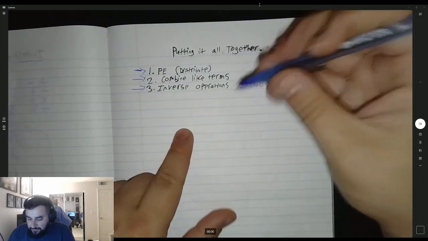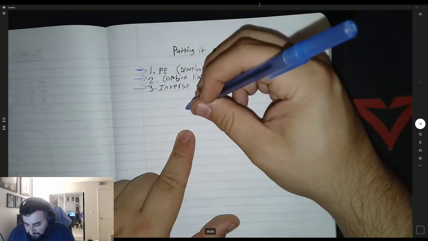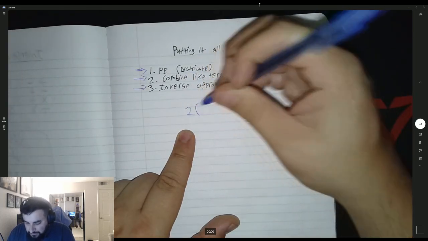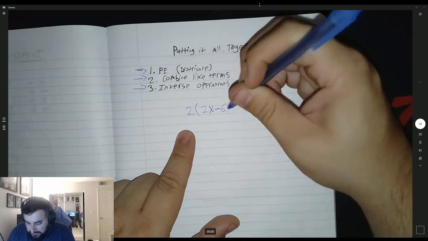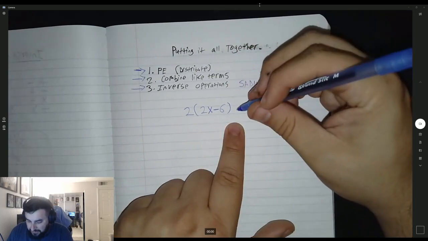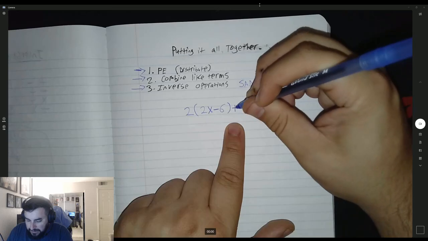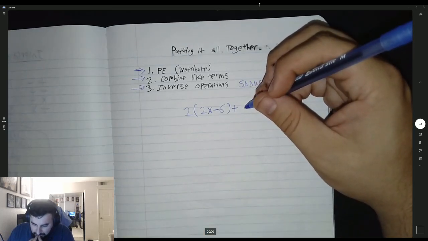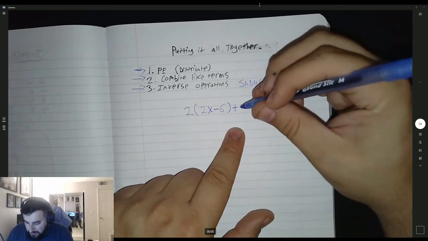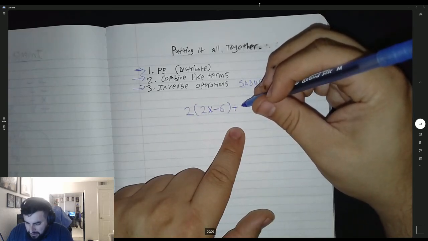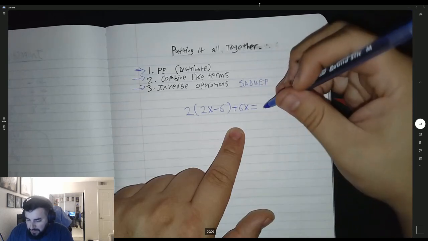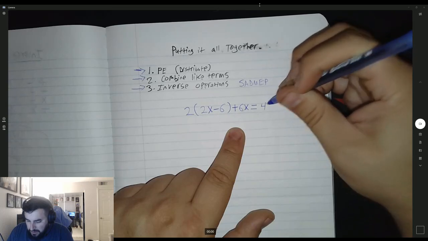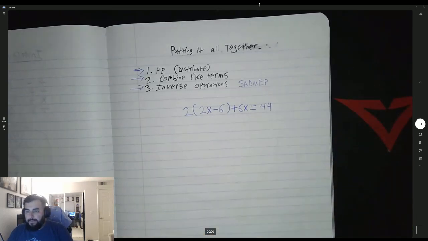So I'm going to put down a question with a distributing question first. So let's go 2 times 2x minus 6. And then on this side, I'm going to add something right here. Let's add, let's see here. What do I want to add? Oh, I got it. Let's add a 6x is equal to 44. Okay. So just like what we did before, but just go in order.